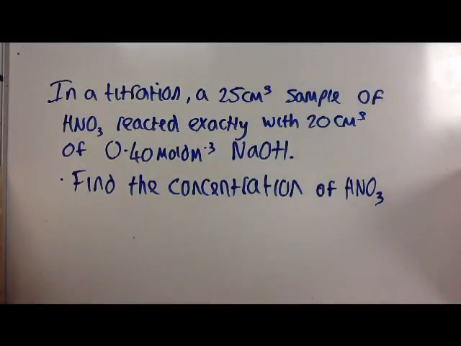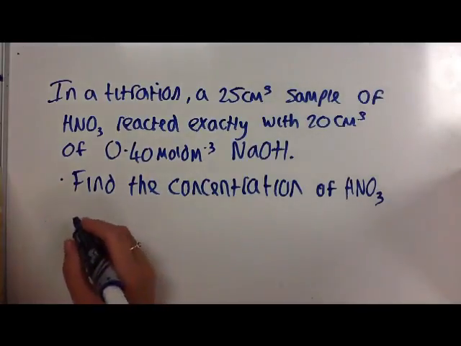So this is a video about how to do titration calculations. The question says, in a titration, a 25 centimetre cube sample of HNO3, which is nitric acid, reacted exactly with 20 centimetres cubed of 0.40 moles per decimetre cubed sodium hydroxide. The question wants us to find the concentration of nitric acid. This has to be done in several steps.